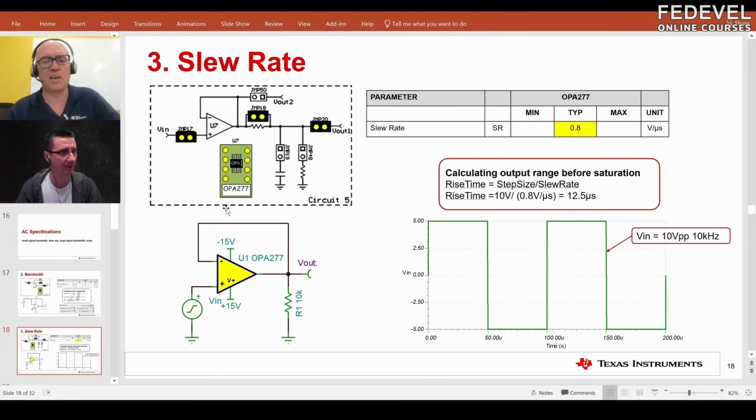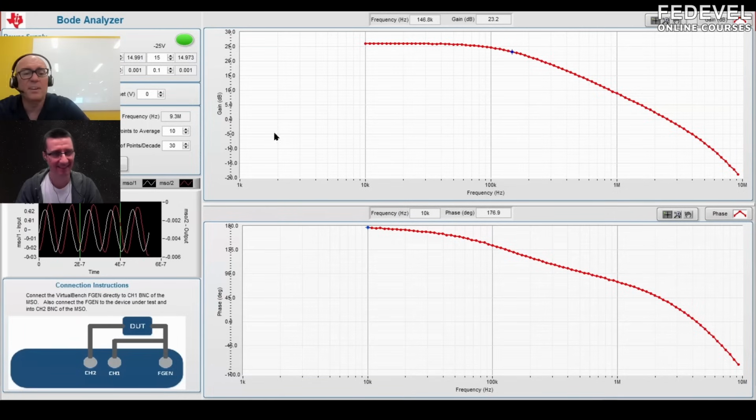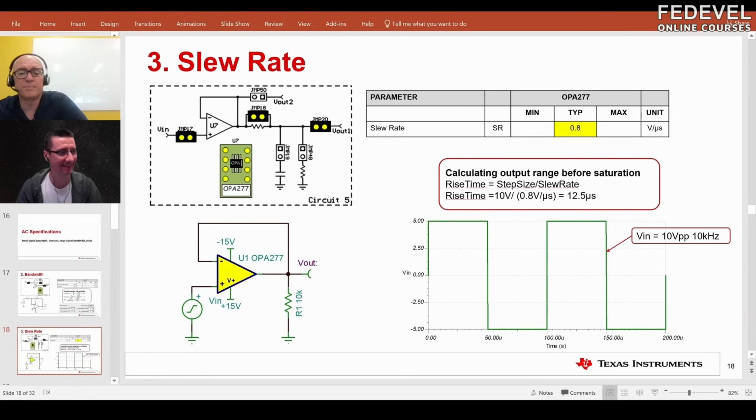Okay, so we could do a demo for this one as well. So this is circuit number 5, OPA277. Let me turn off the power and signal on, well, I'm going to close out this one, and I'm going to bring back the virtual bench.